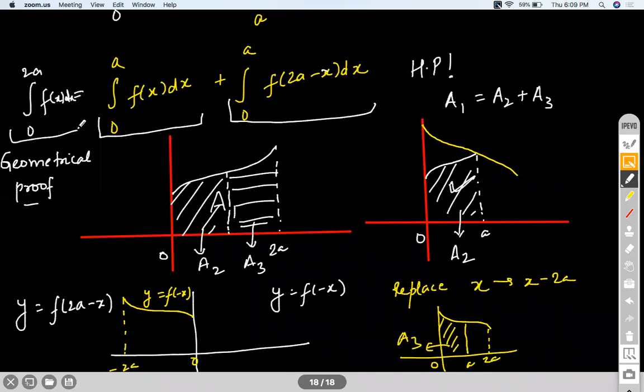So this is your A1, this is your A2, and this is your A3, which is actually correct. Is that clear? Now there are two important outcomes of this particular property. I call them two important conclusions.